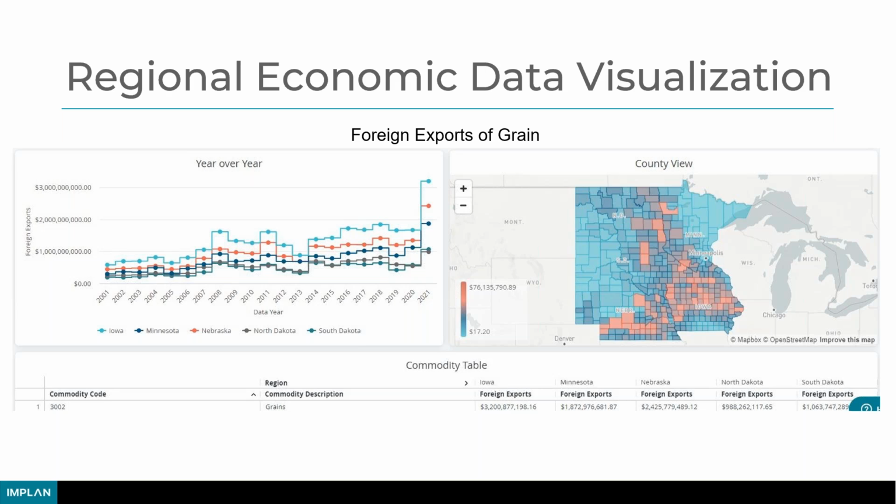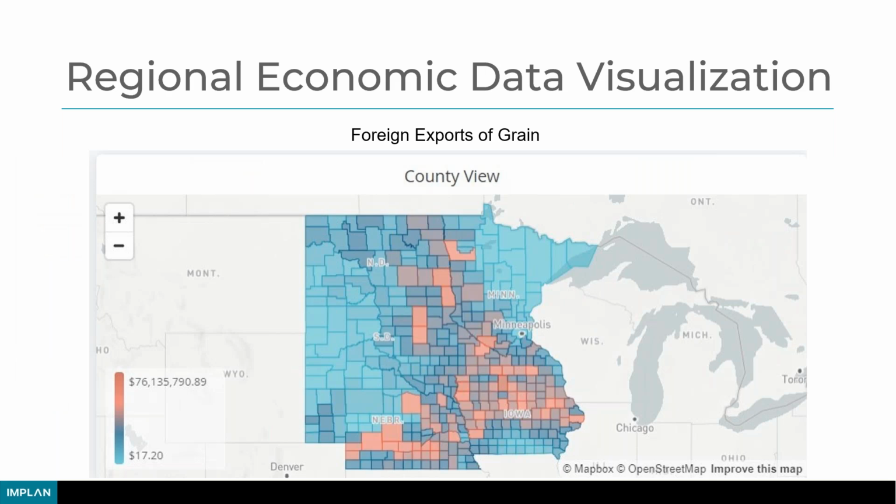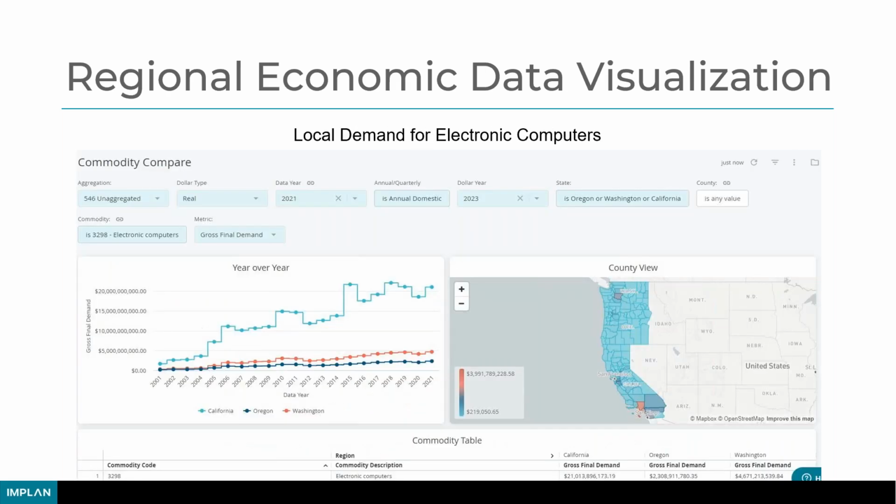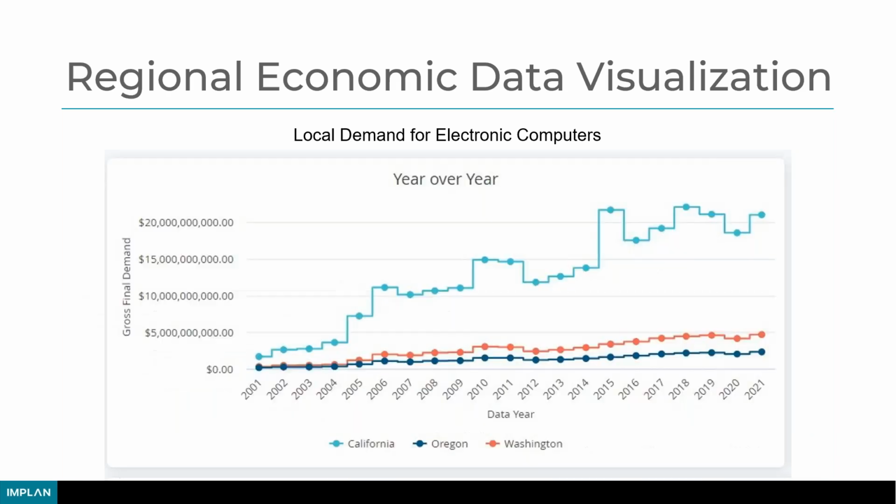So let's say I have the Minnesota State Plan for economic impact analysis, and also the data library. My data library scope is for the US as a whole, so I can put that analysis in a broader regional context. Looking at foreign exports of grain, we can look at what counties they are coming from in that region. We can look at year-over-year trends. By state, how does that trend? There's a lot of different options of how you can mix and match this.